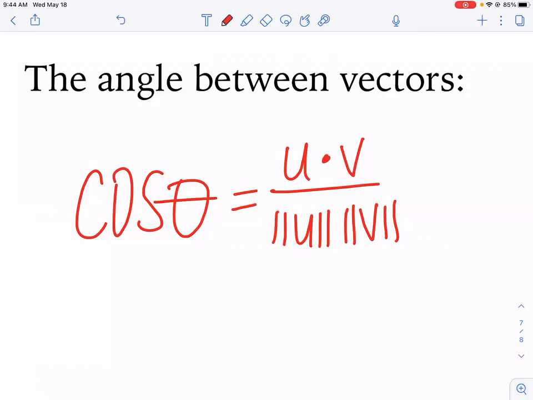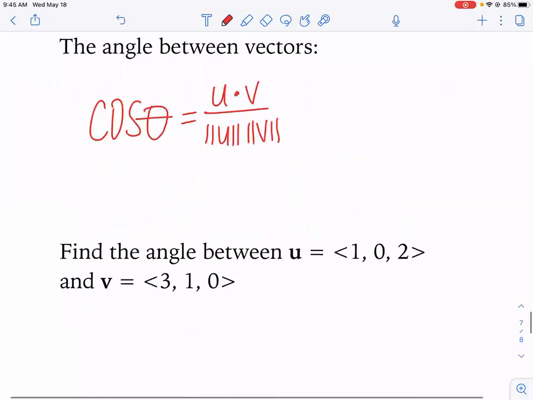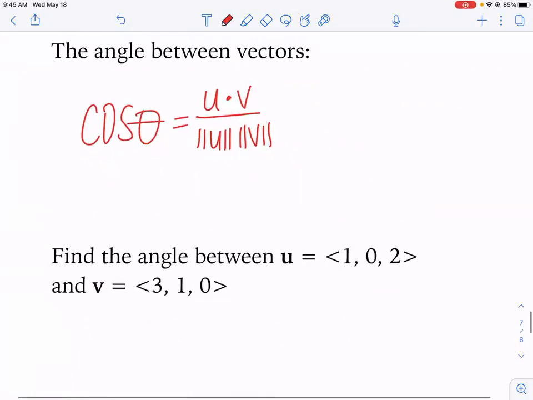So what mode should you be in your calculator? Degree mode. Okay. So here are the 2 angles we are going to find the angle between. So go ahead and write these down: 102 and 310.